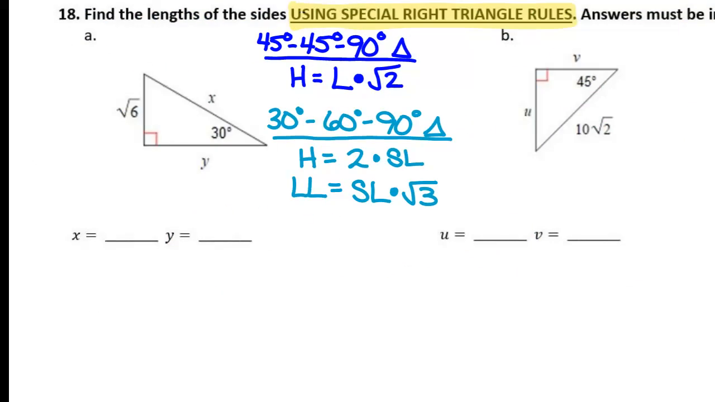So with my 30-60-90s, because they're all different sizes, we have short legs and long legs. With the 45-45-90s, I just have leg. No short leg, long leg. There's the hypotenuse, and then my two congruent sides.